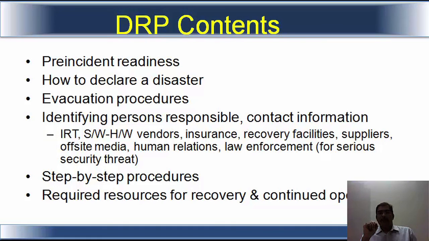So evacuation procedures will also specify who will be in charge of evacuation, who will be in charge of protecting human life, who will be in charge of shutting down systems if it is possible. So all those things are specified in the evacuation procedures. Then identifying the people responsible and their contact information, it should be readily available, like your incident response team or IRT, your software or hardware vendors, the insurance company, contacting the recovery facility, your suppliers, offsite media, human relation people or HR people, the law enforcement if the nature is serious or if it is a serious security threat.